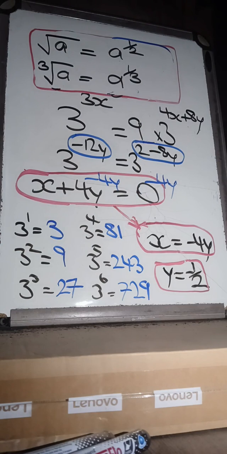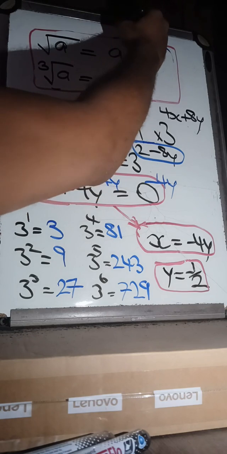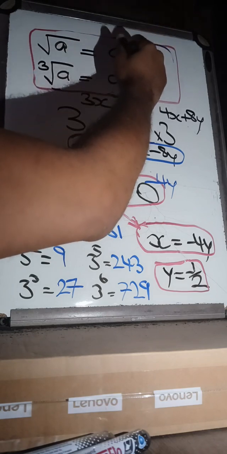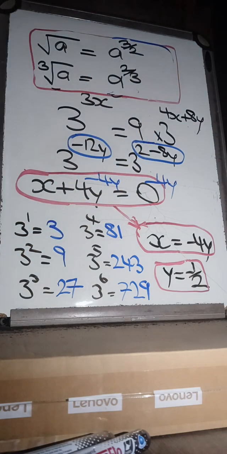Now there are times when they get clever with these a lot of the time. Because sometimes they say, well, what if I wanted you to find a to the 3 over 2 and a to the 2 over 3? What would that look like?